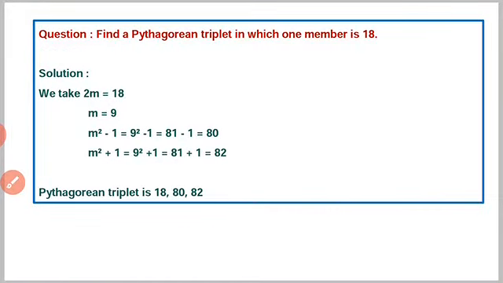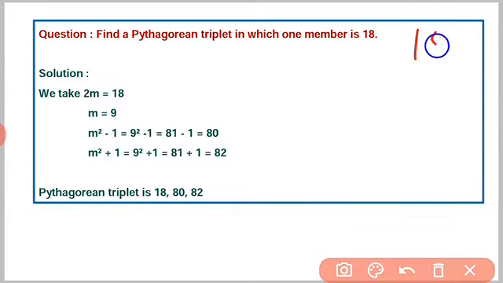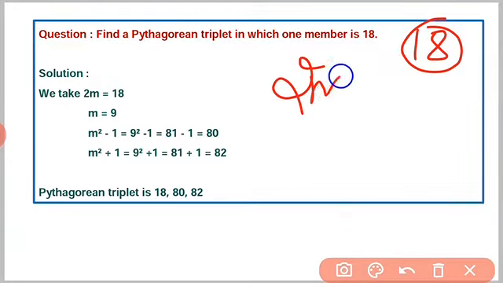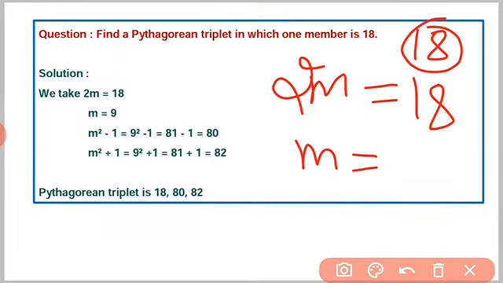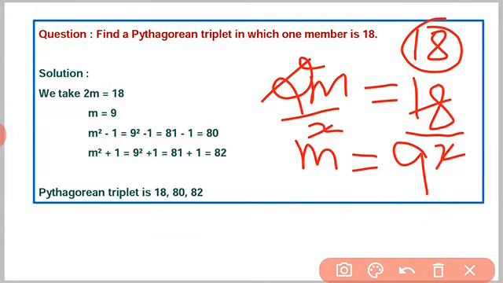Let us see another question. Find a Pythagorean triplet in which one member is 18. So one member is being given, that is 18. So let's equate 2m is equal to 18. So what will m be equal to? It will be equal to 9. How? We will divide both sides, LHS and RHS, by 2. So 2 will cancel out, and 2 nines are 18. So m is equal to 9.